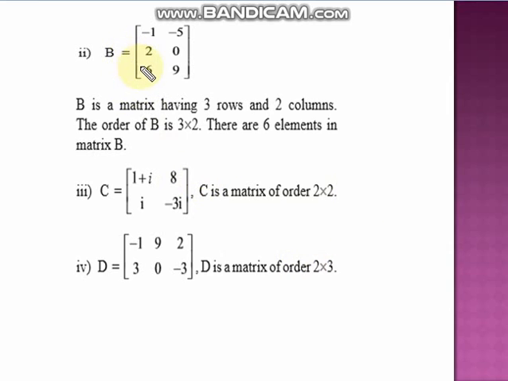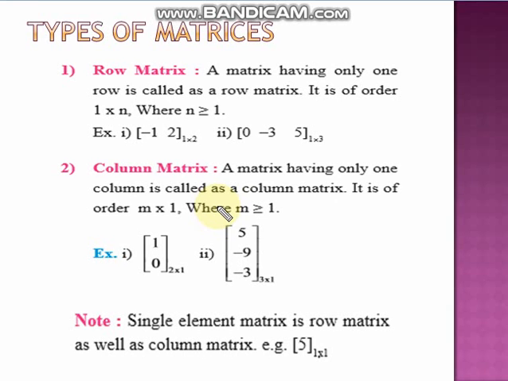Now the next example. This is a 3 by 2 matrix. You can see 3 rows and 2 columns. In addition, you can also notice that there are 6 elements. Order is 3 by 2 and there are 6 elements. This is a 2 by 2 matrix, 2 rows and 2 columns. It is denoted by C. Next one, D. This is a 2 by 3 matrix, 2 rows and 3 columns. So there are 6 elements. In this example, the matrix contains 4 elements.